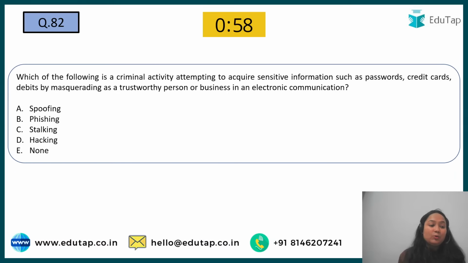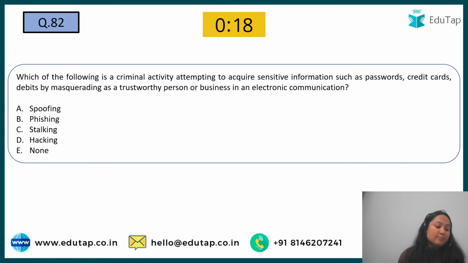Question number 82. Which of the following is a criminal activity attempting to acquire sensitive information such as password, credit card, debit card information by masquerading as a trustworthy person or a business in electronic communication? So you are saying that I work with RBI, give me your credit card information. So what are you doing? Are you spoofing? Are you phishing? Are you stalking? Are you hacking? Or are you doing none of such things? What will be the correct answer for question number 82? I am getting option number D.